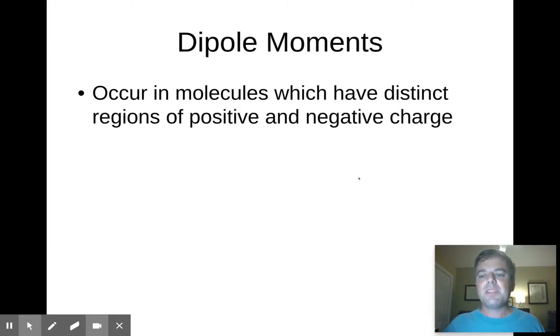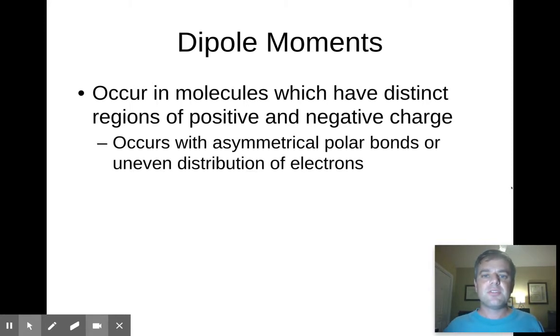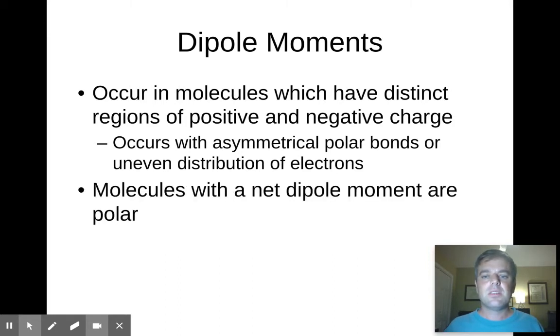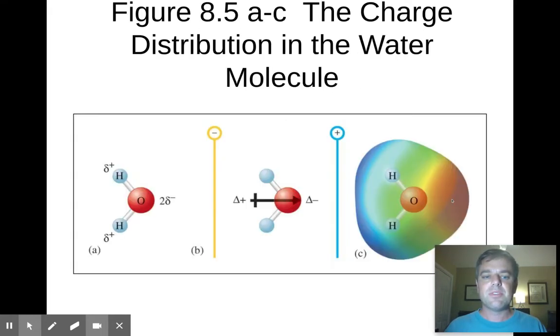So, dipole moments for a molecule occur in molecules that have distinct regions of positive charge and negative charge. And this occurs when you have asymmetrical polar bonds or uneven distribution of electrons within the molecule. And so molecules that have a net dipole moment are polar molecules. For instance, it's possible to have polar bonds in a molecule, but since the molecule is symmetrical, it cancels itself out. We'll look at some examples of that.